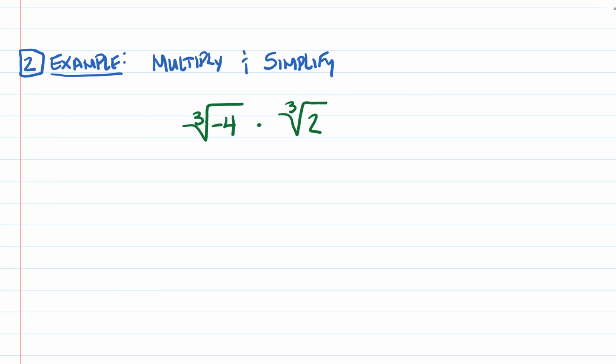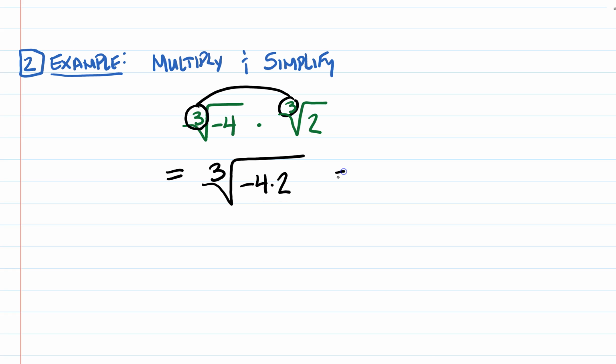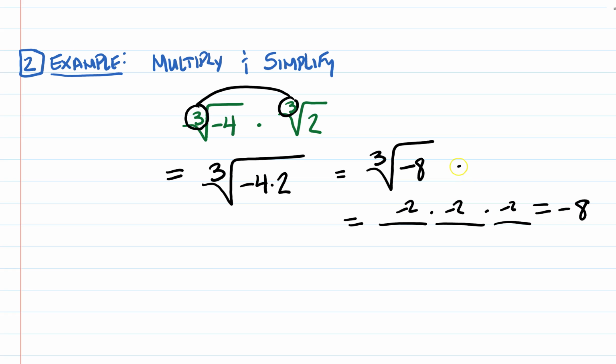Okay, here's box 2. Let's do this example together. It says the cube root of negative 4 multiplied by the cube root of 2. Well, I am allowed to keep going because my indexes match. So this is the cube root of negative 4 times 2. That is the cube root of negative 8. And this, from the last lesson, means what number times itself 3 times gives me back negative 8? We have learned that that's negative 2. So this whole thing is equal to negative 2. We have multiplied and simplified.